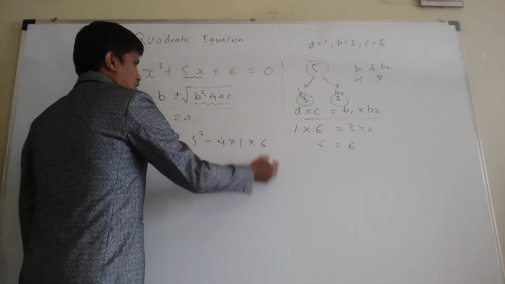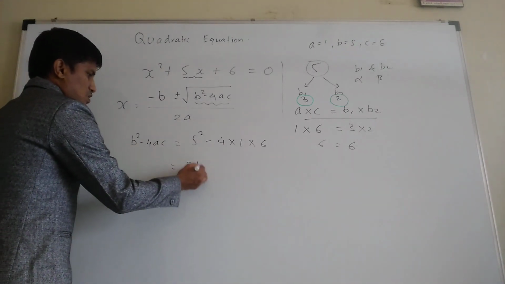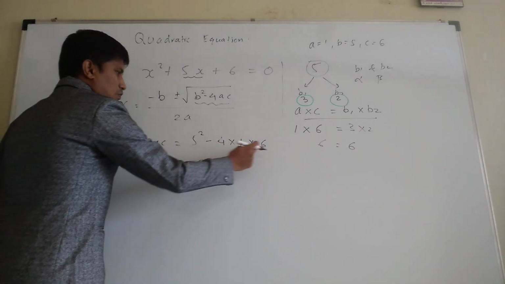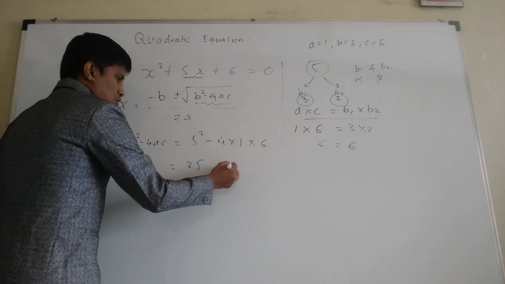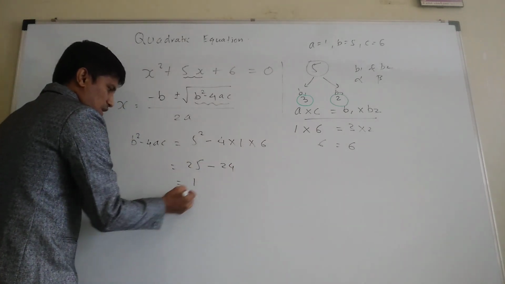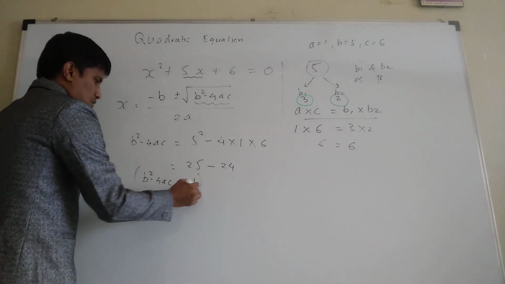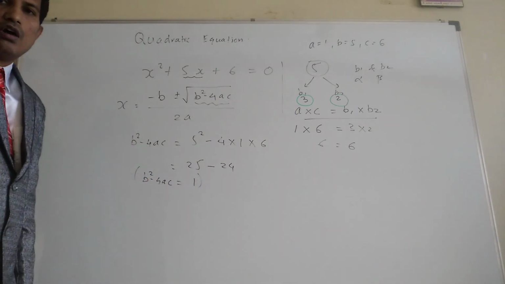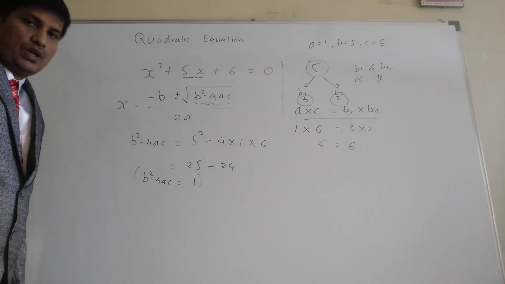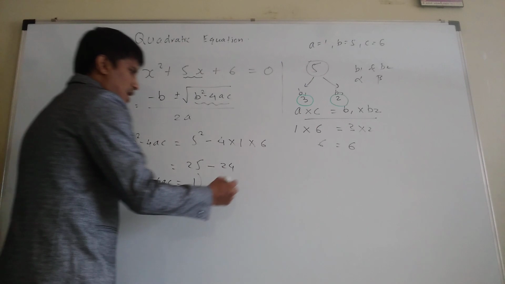And what is the value of c? That is a 6. So 5 square is equal to 25. So 4 into 6, 24. 24 into 1, 24. 25 minus 1. So that will be... okay. So this is your value of b square minus 4ac. Now try to substitute this value into this. Okay, so what will be the answer?